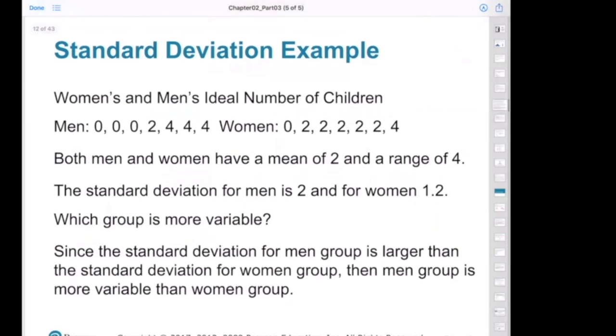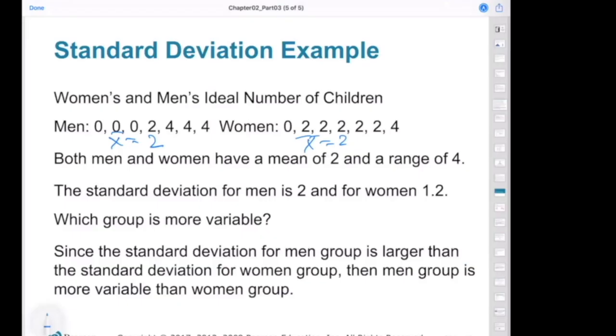Look at this example. We have here women's and men's ideal number of children. So for men, we have 0, 0, 0, 2, 4, 4, 4. For women, we have 0, 2, 2, 2, 2, 2, and 4. Both men and women have the mean 2. So the mean here, x bar, is equal to 2, and here also, x bar is equal to 2. And they have the same range, right?